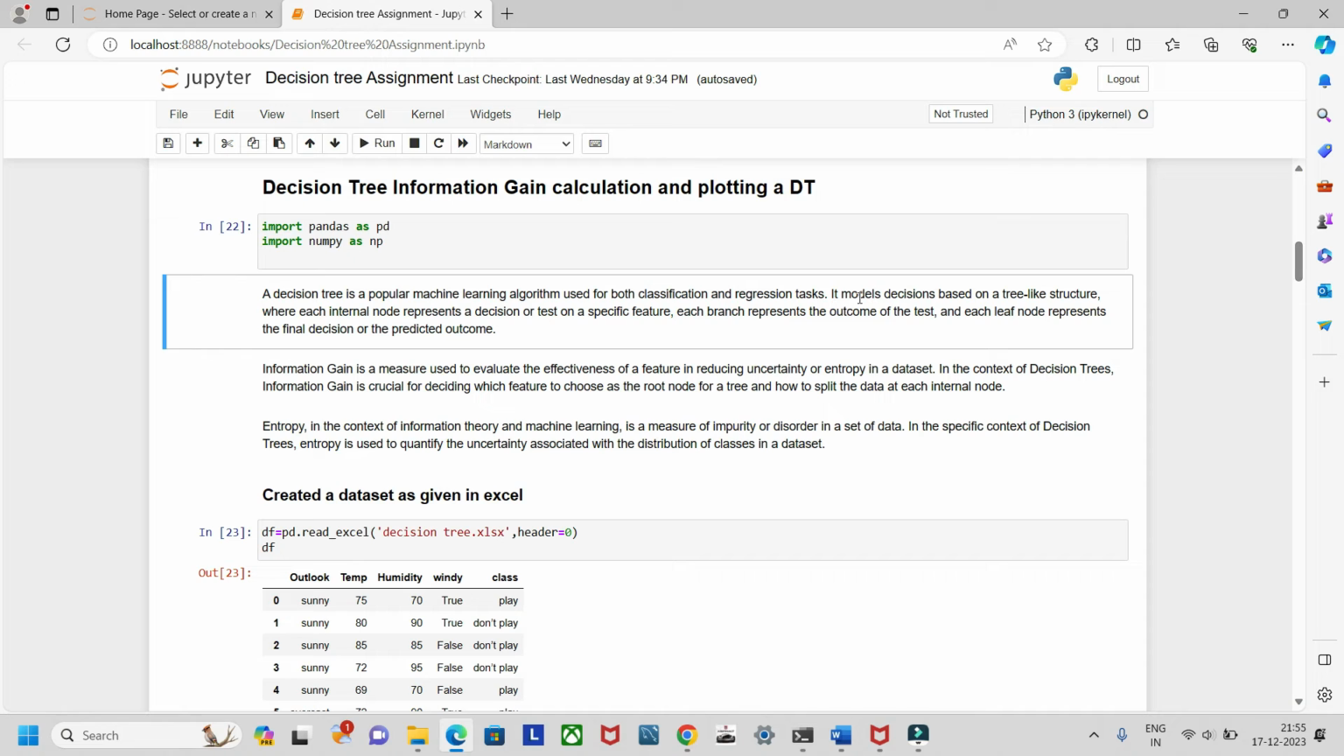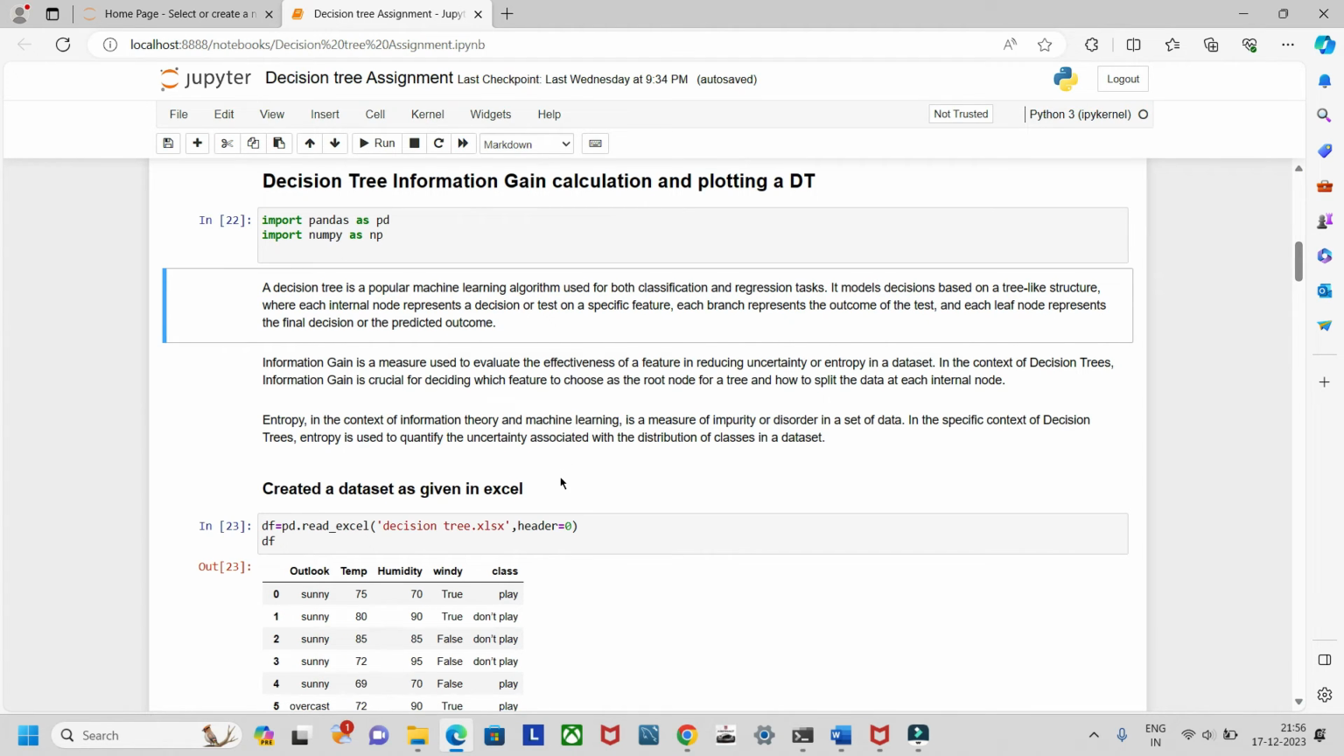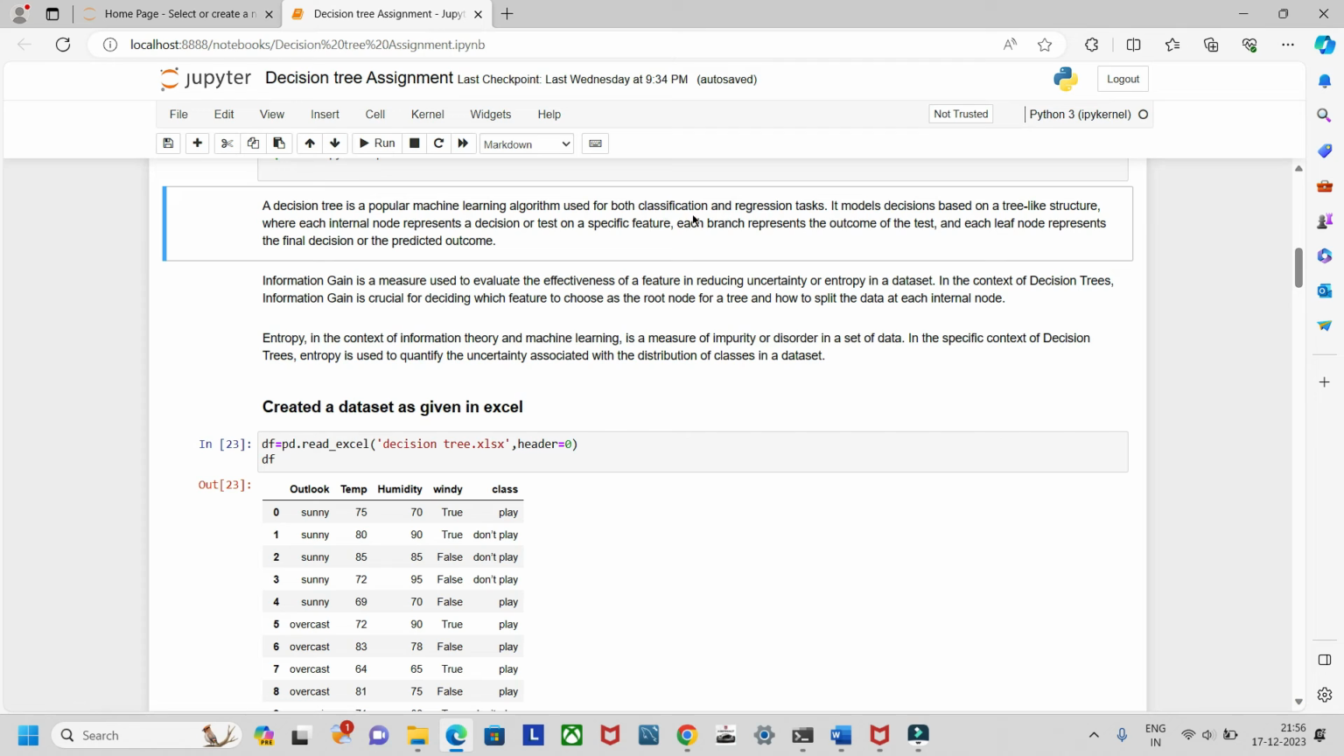It models decisions based on a tree-like structure where each internal node represents a decision or test on a specific feature. Let's not go into depth with this. How a decision tree works is basically based on entropy and information gain, like how the values are predicted here. So we are going to use a classification model here.